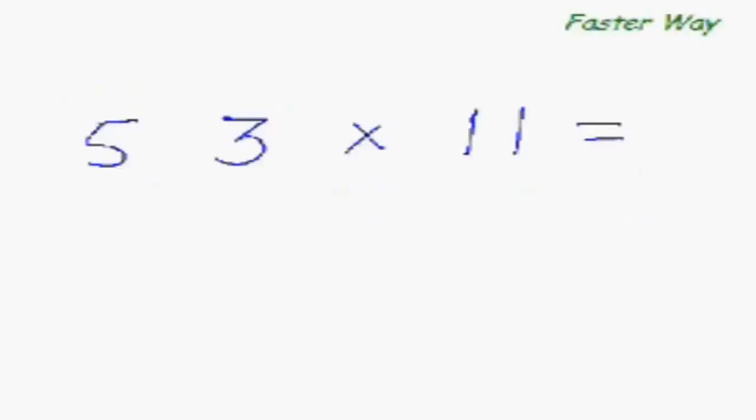Any 2-digit number with 11 in 3 seconds. Well, the faster way of multiplying any 2-digit number with 11 is that you add the 2 digits and you sandwich the result in between. That is, 5 plus 3 is 8 and you write 8 here. So the answer is 583.